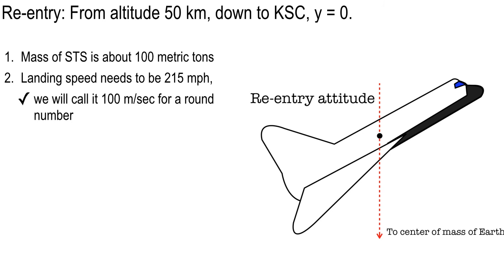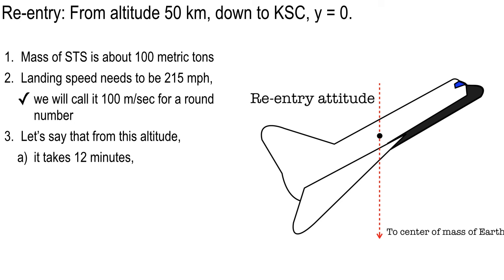Okay, now what we're going to do is call that 100 meters per second for a round number. 100 meters per second will be a little bit bigger than 215 miles an hour, so we'll just round it off to 100. And we're just going to work it through. Now, from this altitude, let's say that it takes 12 minutes, and that is a realistic time. From 160,000 feet, 50 kilometers, 12 minutes later, you're hitting the pavement at Kennedy. So that's about 720 seconds.